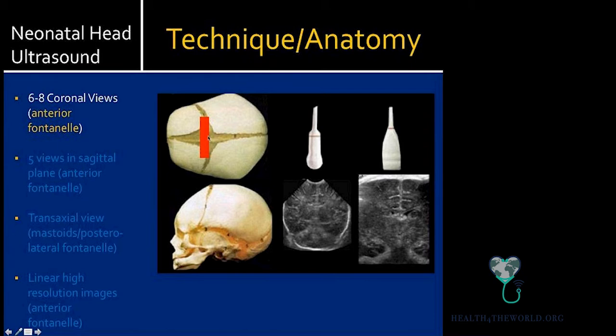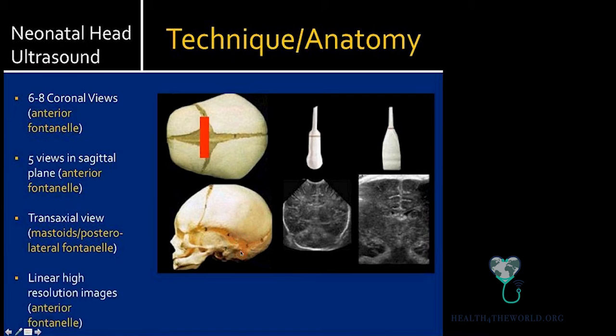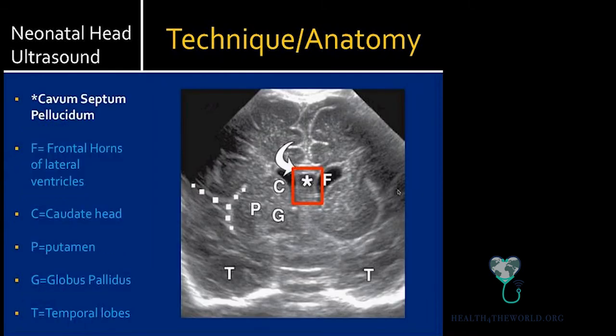And again, we're using the anterior fontanelle here. We'll obtain views in a sagittal plane. Again, this is the bare minimum of what we would do: 2 views on the left, 2 views on the right, and 1 view in the midline. Transaxial views through the mastoid foramen or the posterolateral fontanelle here. Some linear high-resolution images here, through the anterior fontanelle to look at the superior sagittal sinus. Just some of the anatomy we can see with head ultrasound.